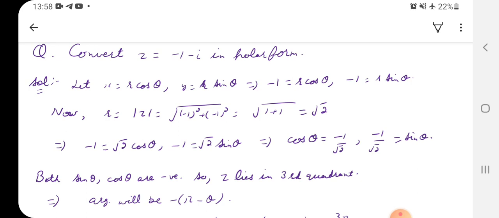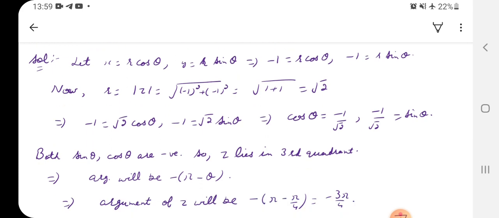So you will get cos theta equals -1 by root 2, and sin theta will also equal -1 by root 2. As you can see here, both sin and cos are negative. Such a situation arises in what? In the third quadrant. And in the third quadrant, you all know the argument will be minus of pi minus theta.